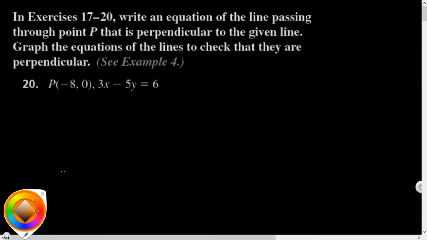It's a mystery. So here's the equation of their line. The first thing I'm going to do is write that in slope-intercept form.